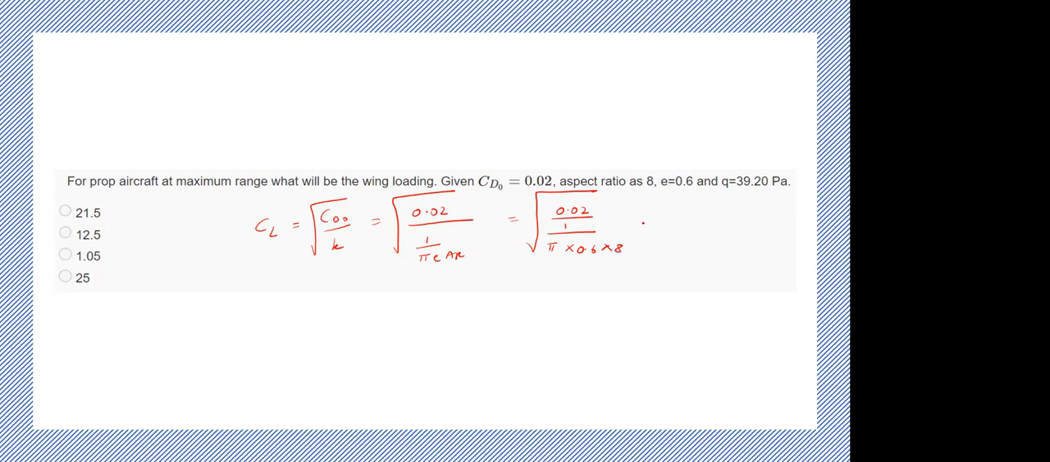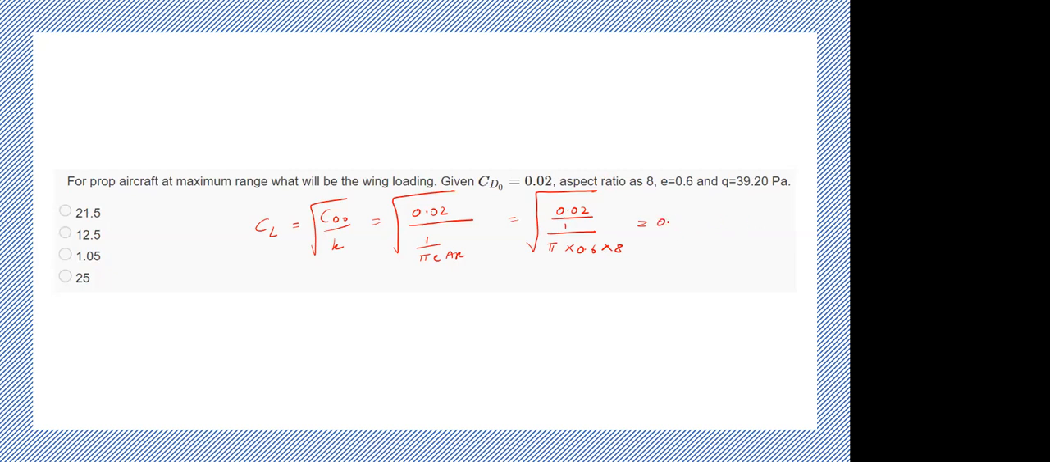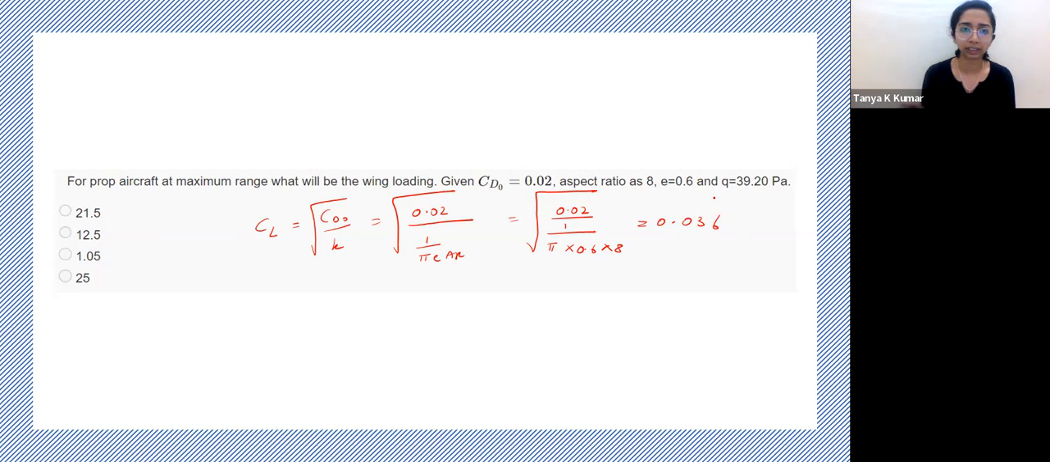Aspect ratio is 8. What is this value? 0.036. Are you sure? Somebody else just cross check this value. Okay, let's just proceed with this value. Everybody just try to cross check this value and let me know if it's correct.